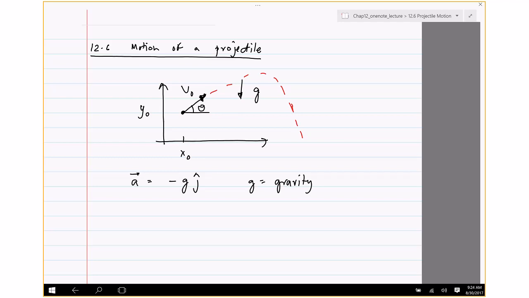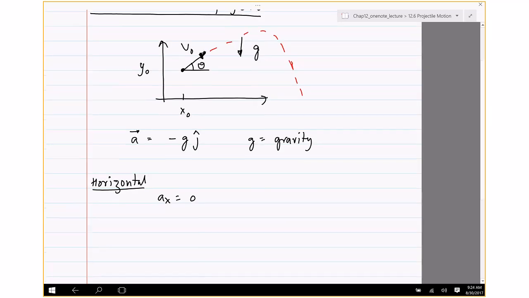So in order to analyze this motion, I'm going to split it into two parts. I'm going to analyze the horizontal motion along the x-axis. The acceleration in the x direction is 0. So let's find the velocity. dvx dt is 0. That means dvx equals 0 dt, which is 0. So vx is basically a constant. Acceleration is 0, means velocity is constant.